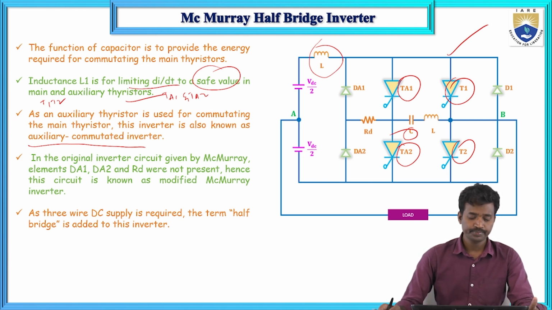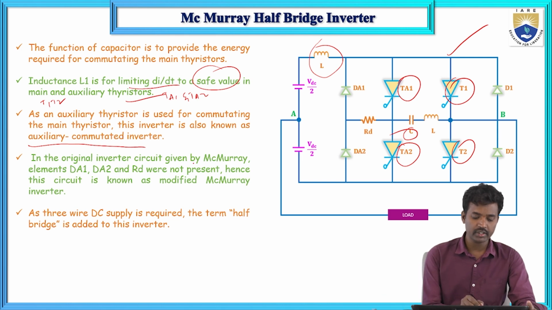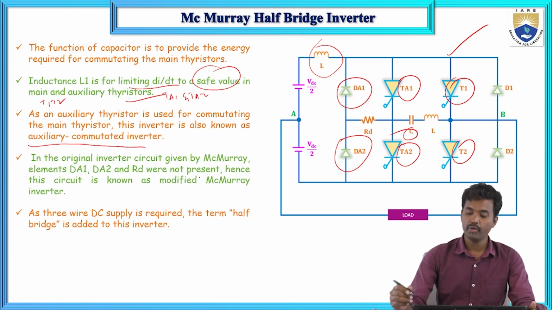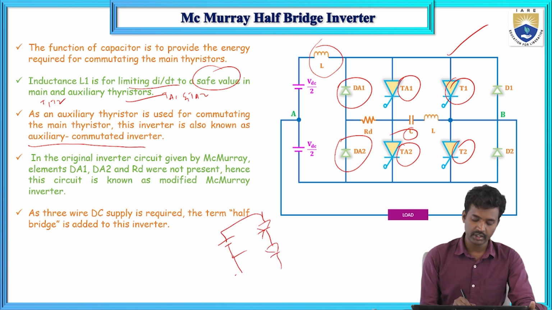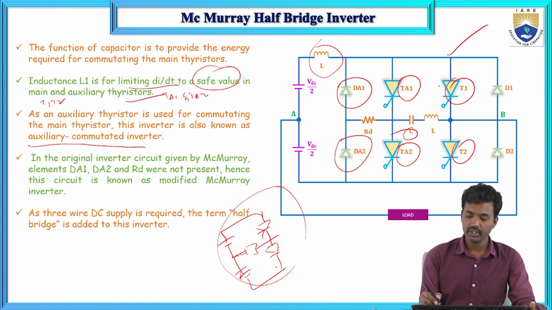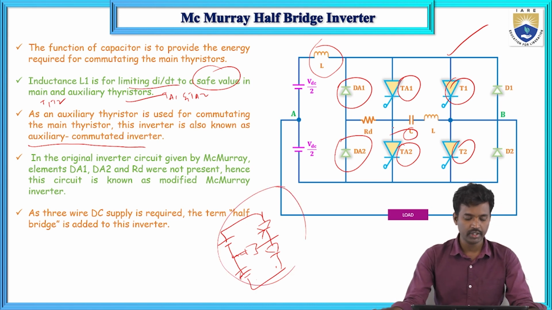In the original inverter circuit given by McMurray, the elements DA1 and DA2 and RD were not present. In the actual half-bridge inverter circuit, this is T1, and next this is T2, and this is VDC by 2, and next this is VDC by 2, and this is the load. This is the circuit diagram for the half-bridge inverter. In that there is no DA1, DA2, TA1, TA2 and RD. All these are not present.